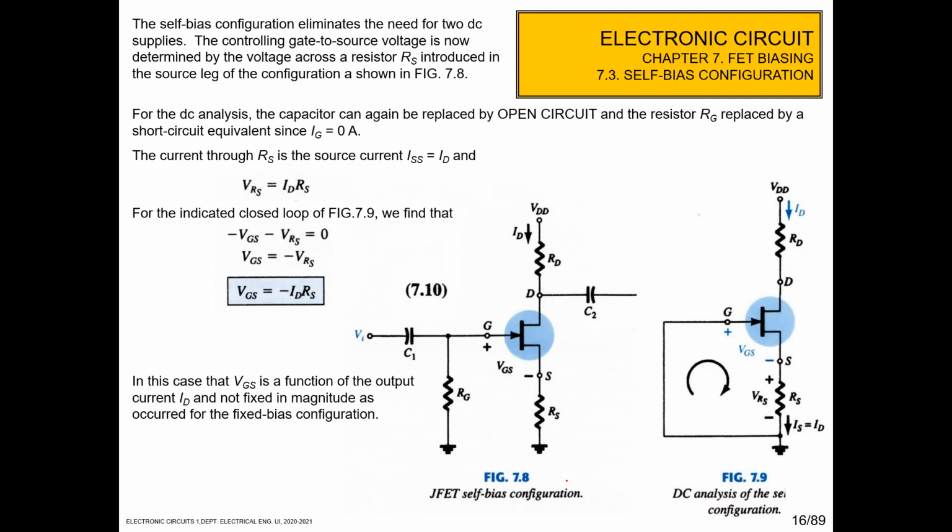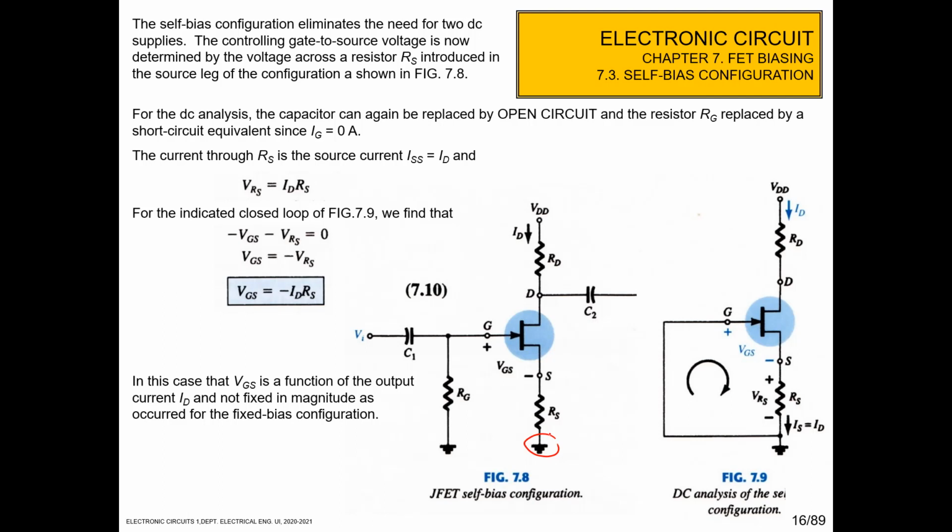Okay. And then the second part of the bias configuration is the self-bias configuration. You can see from figure 7.8, we didn't put any bias voltage before the RG, or gate resistance. So we connect RG to the ground, but in this case we connect the source resistance to the ground like this one.